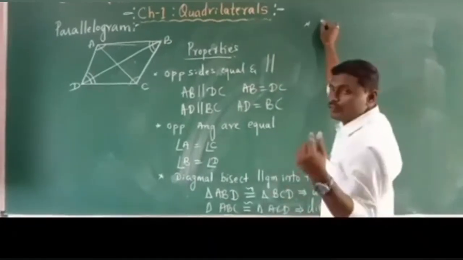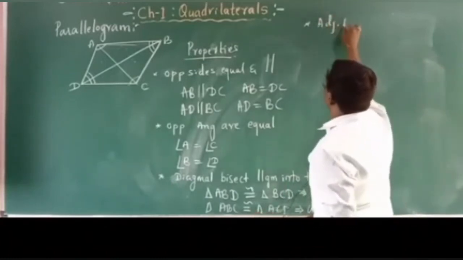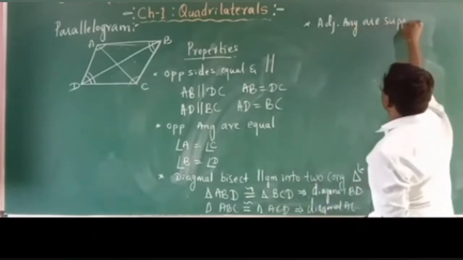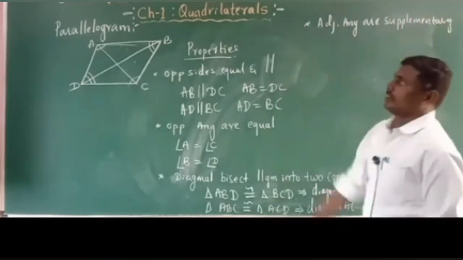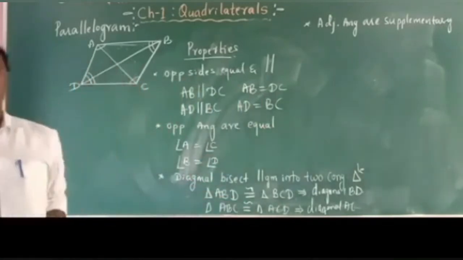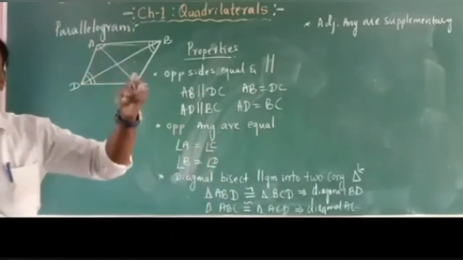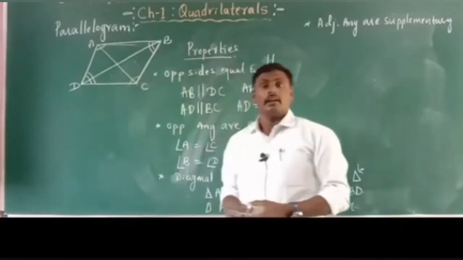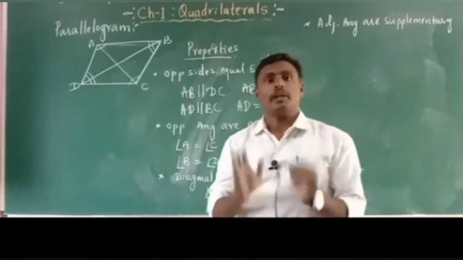So what is your fourth property? Adjacent angles are supplementary. How many pairs of adjacent angles do we get in the parallelogram? As we already discussed in the previous class, in a quadrilateral we get a total of four pairs of adjacent angles, and all four pairs of adjacent angles are supplementary.